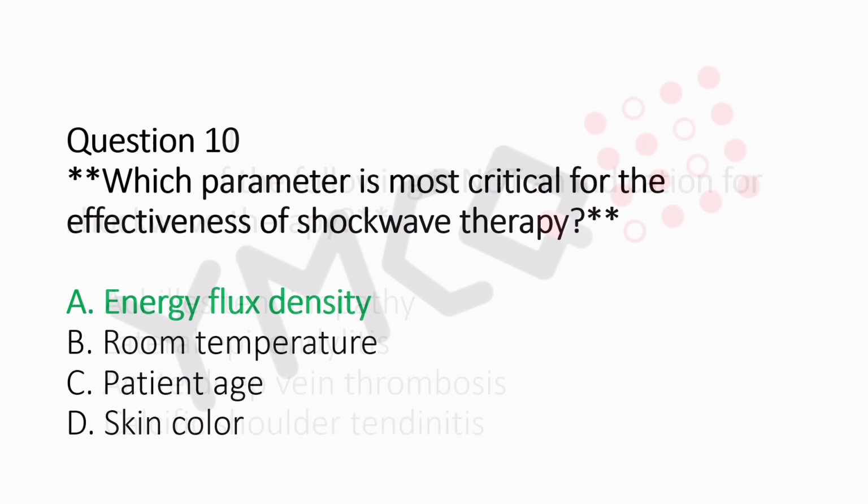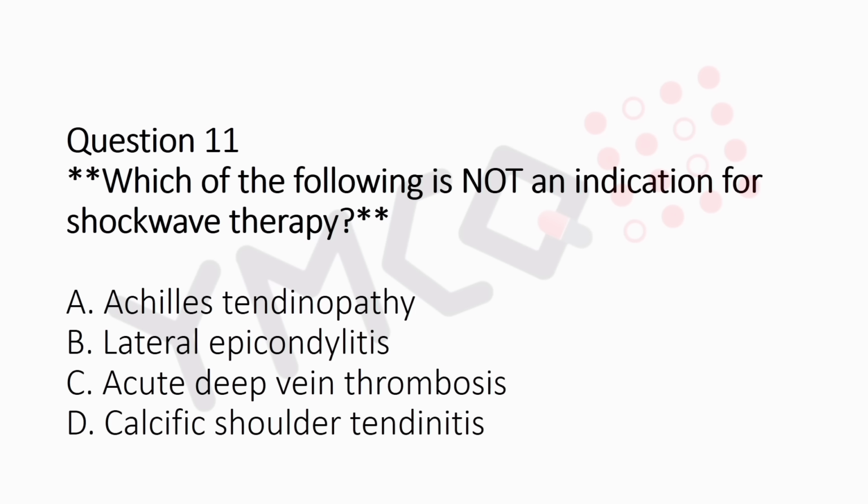Now let's move to question number 11. Which of the following is not an indication for shockwave therapy? Option A Achilles tendinopathy. Option B lateral epicondylitis. Option C acute deep vein thrombosis. Option D calcified shoulder tendinitis. And the answer is option C acute deep vein thrombosis.